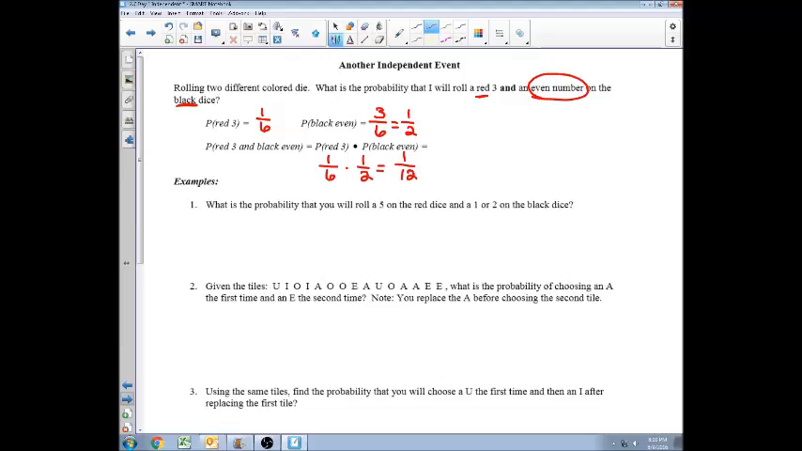6 times 2 is 12. My probability of both those events happening would be 1 out of 12. Let's go ahead and look at the next example.